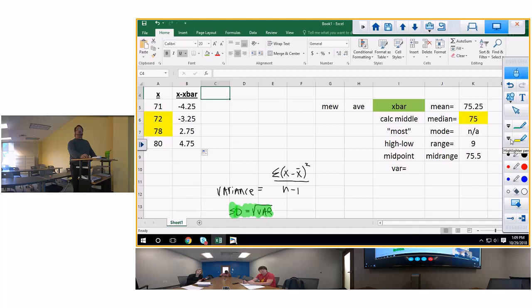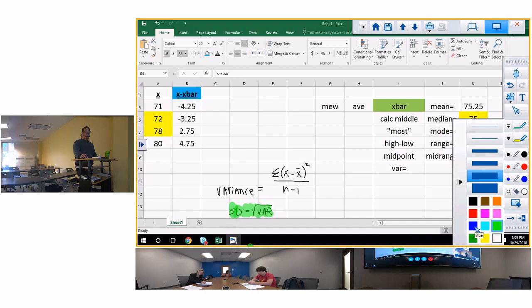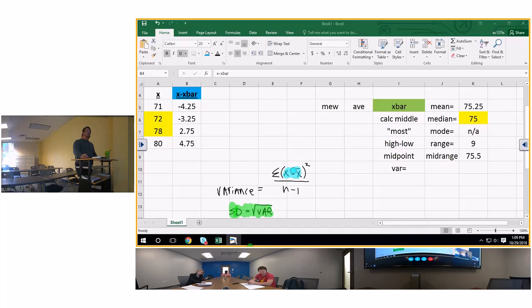Okay, so we just did this, and I'm going to take my highlighter and highlight this box right here in kind of that bluish color. And I'm going to highlight another bluish color right here. We basically did this right here, right? Everybody agree with that? Yeah.